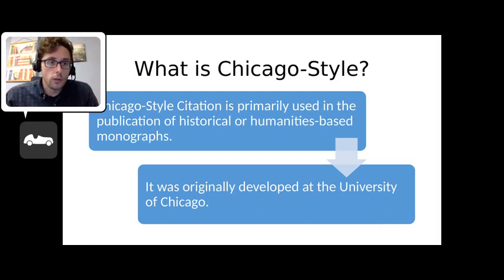You don't really need to know too much about its origins. Really, you're focusing more on how it works, right? If you want to learn more about origins and history, that's a different matter. For citation style guides, you really just need to know how they work. But it was originally developed at the University of Chicago, hence the name Chicago style. That's just a little bit of background.